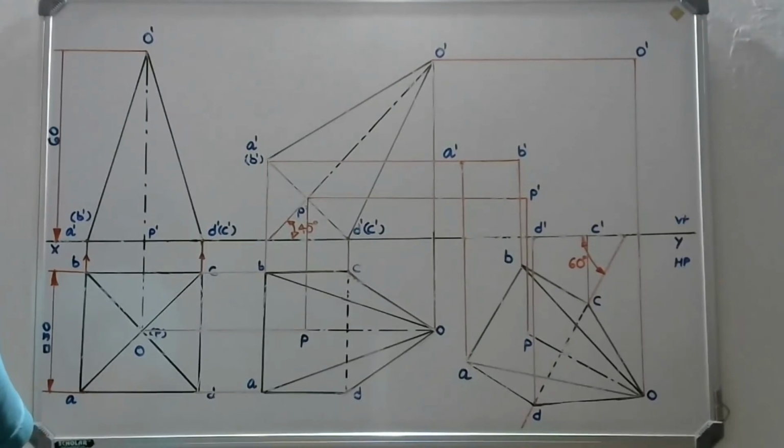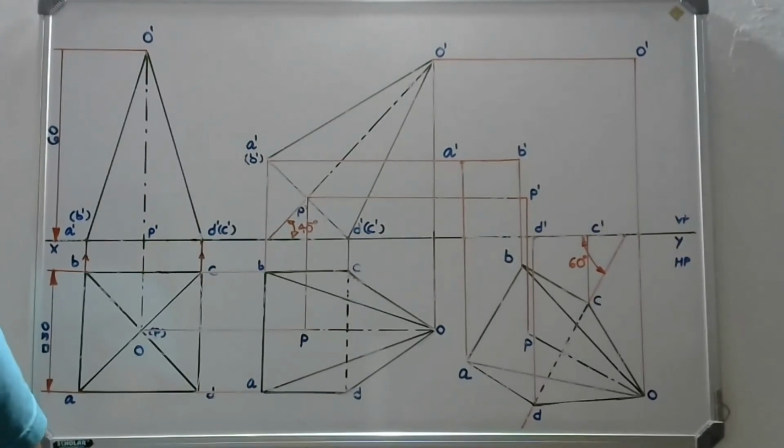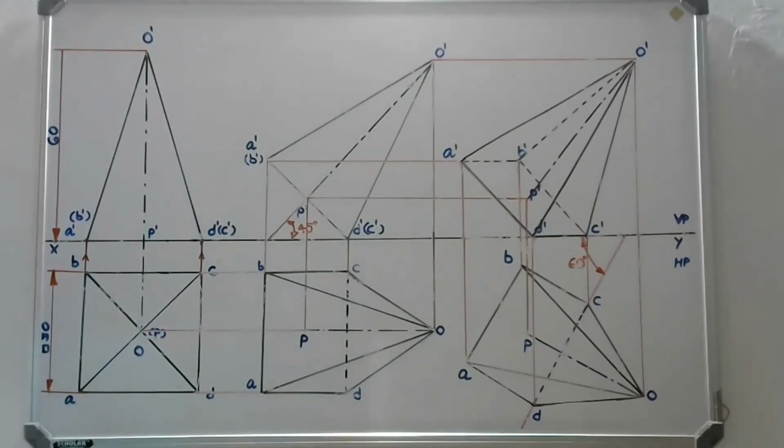The base edges connecting B dash are B dash A dash and B dash C dash. The slant edge connecting with B dash is B dash O dash. These three lines are invisible in the front view. So the invisible lines are drawn using 2:1 dotted lines. All other edges are visible. This is our complete front view.